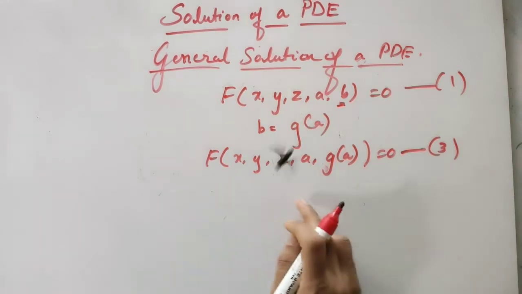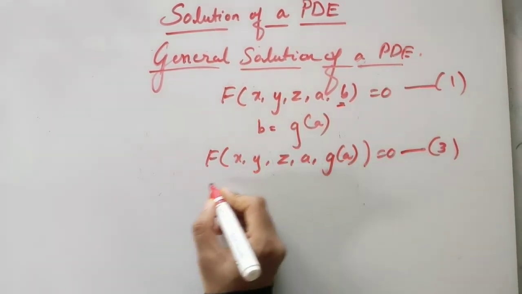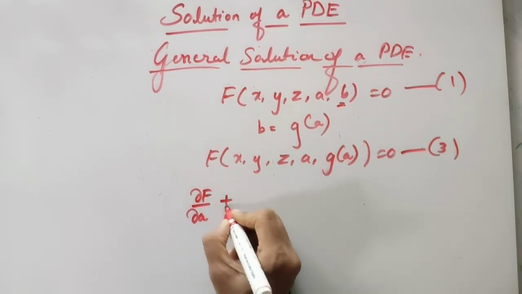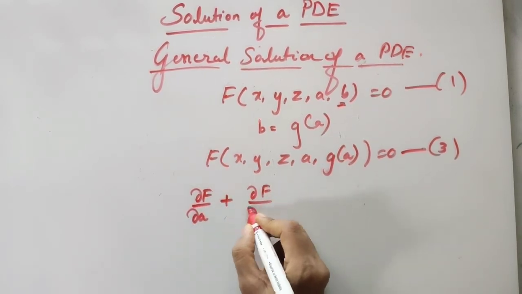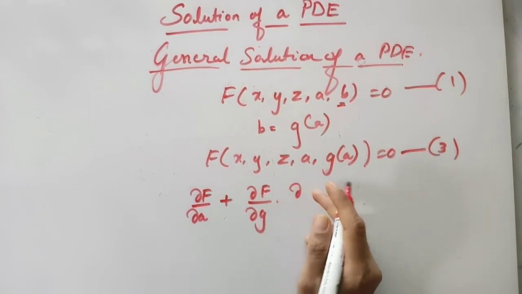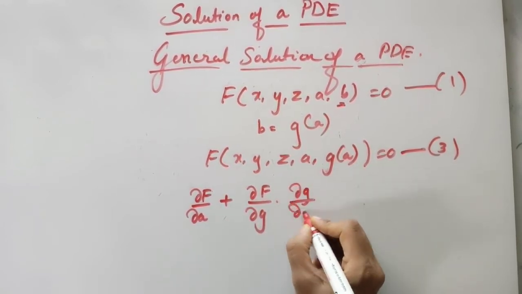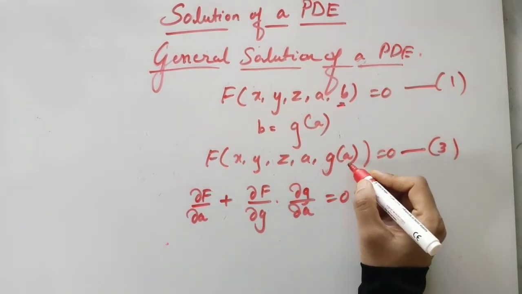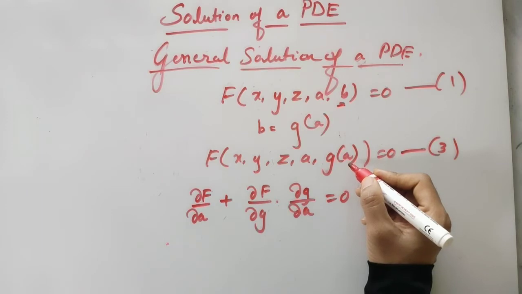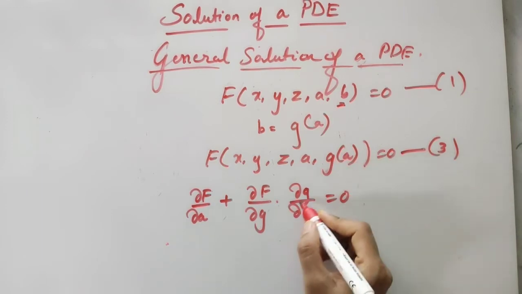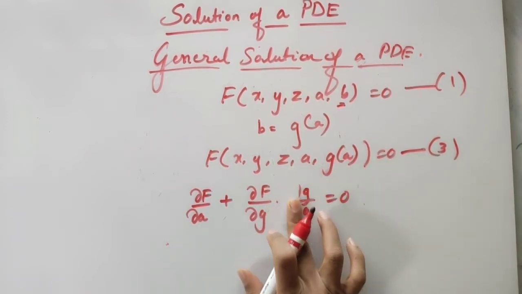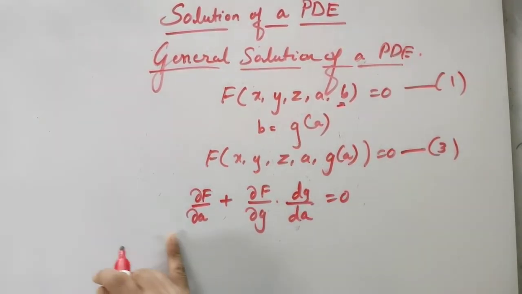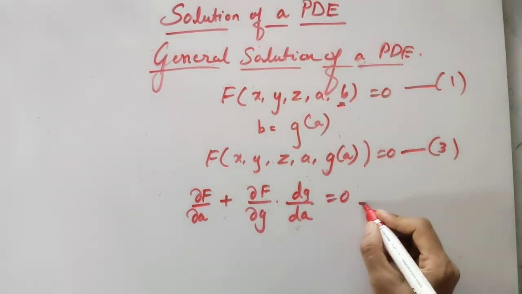Now we'll differentiate this equation 3 with respect to a partially. So dou f by dou a plus dou f by dou g into dou g by dou a, or dg by da you can take it, is equal to 0. Because g is a function of a single variable a, you can take even dg by da here. It's not necessary that you should take dou g by dou a here. dg by da is equal to 0. Call this equation 4.